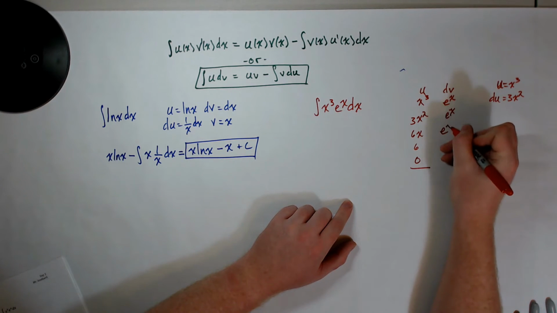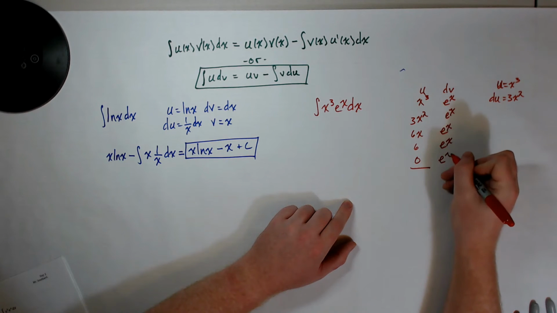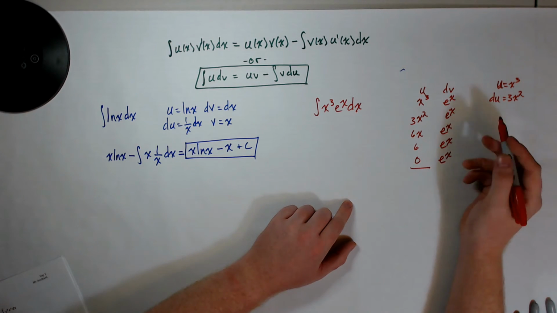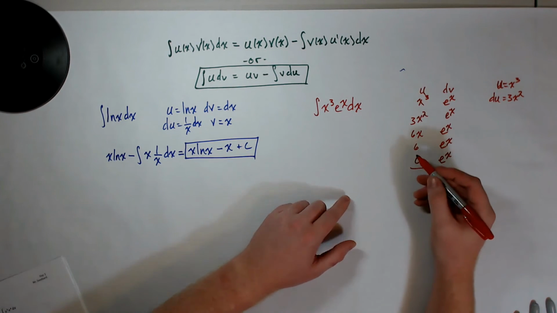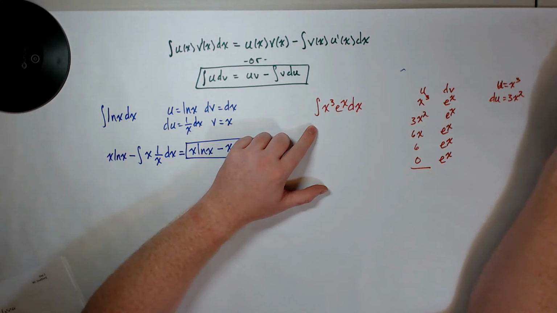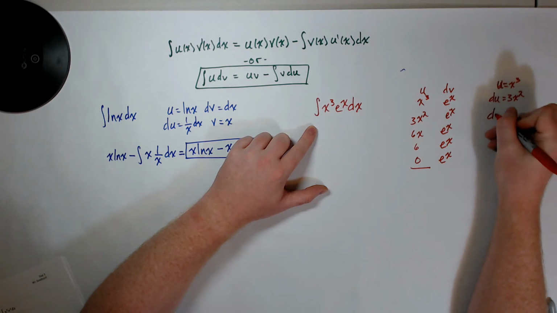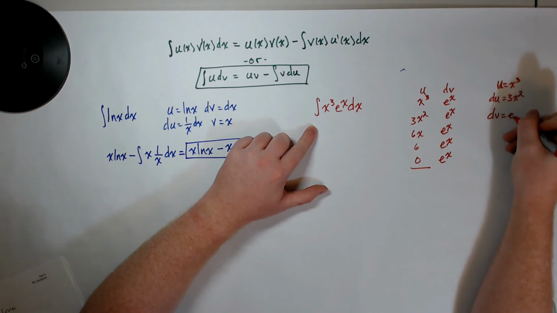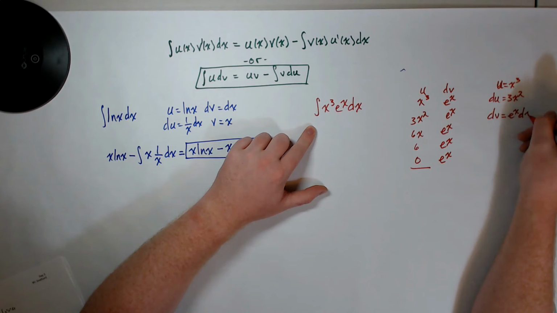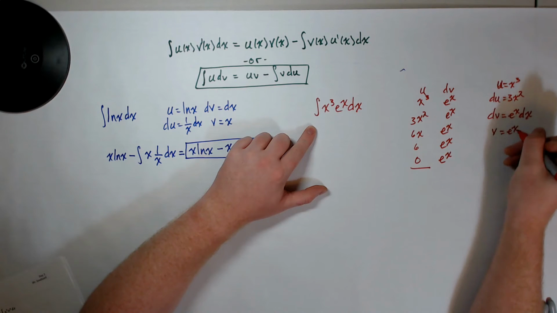So the derivative of x to the third is 3x squared. The derivative of 3x squared is 6x. The derivative of 6x is 6. And then we integrate dv until we've done it enough times to get down to the end of u. So let's look at what one iteration of integration by parts yields. We said let's let dv equal e to the x dx, so v is e to the x.